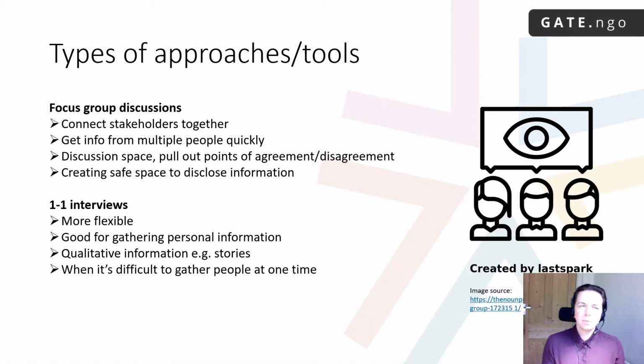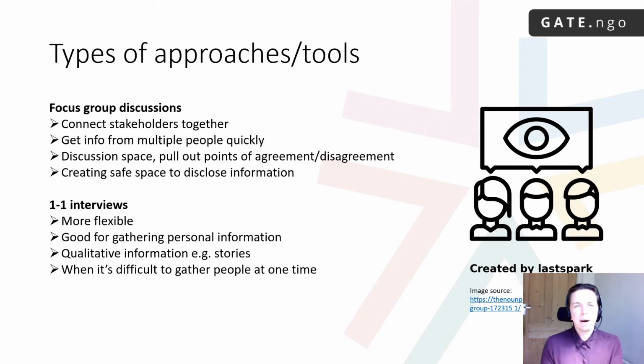You also have focus group discussions, which can be helpful for connecting stakeholders together, getting information from multiple people quite quickly, and if you want to have a way to find if there are sources of agreement or disagreement within a population group, for instance, it's important to create a safe space for people to feel comfortable to disclose information. So you might want to think about whether you only have trans people in a group or only intersex people, for instance, that people would be more comfortable to share very sensitive or perhaps personal stories if that's appropriate.